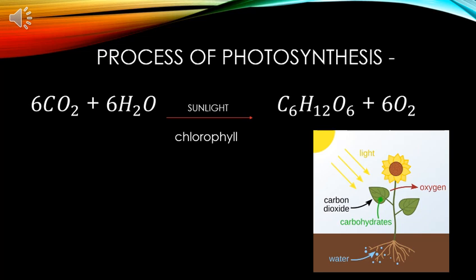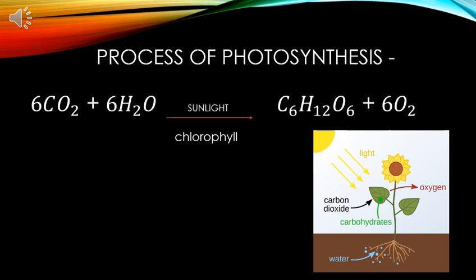Chlorophyll traps the sunlight, converts it and makes it usable for the plants. The sunlight is being converted into heat energy and chemical energy to be used by the plants.